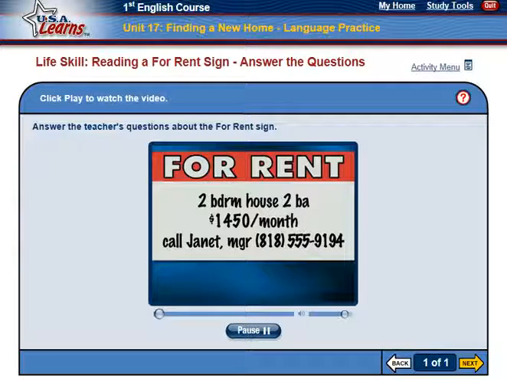Is this sign for an apartment? No, it isn't. Is this sign for a house? Yes, it is. How many bedrooms does it have? It has two bedrooms. How many bathrooms does it have? It has two bathrooms. How much is the rent? It's $1,450 a month. Who do you call for more information? Call Janet, the manager. What's the manager's phone number?